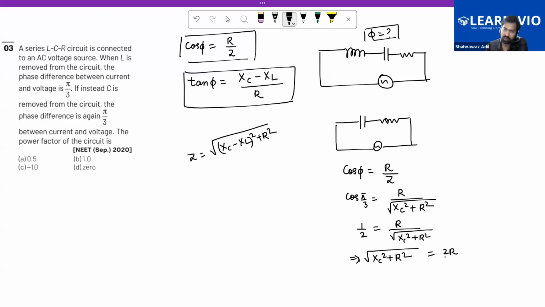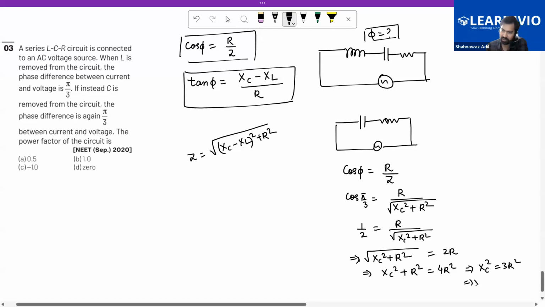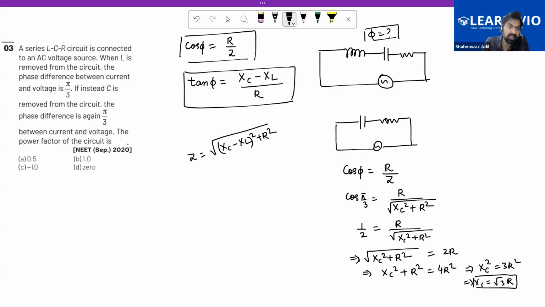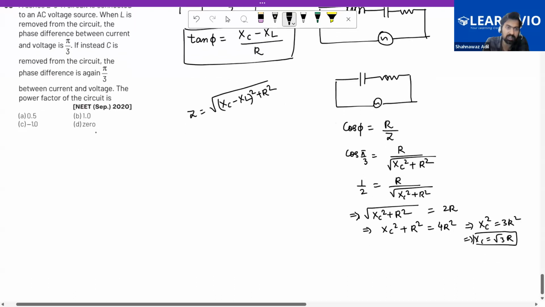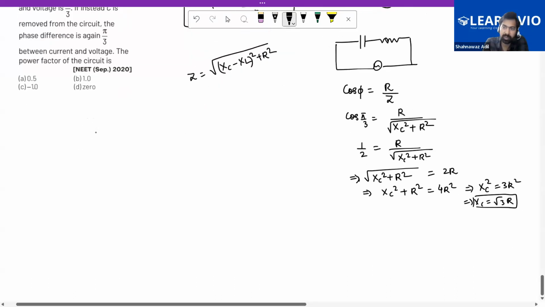If we square the whole thing, this becomes XC squared plus R squared, and this becomes 4R squared. So XC squared is 3R squared, so XC is root 3 R. And then the other case: if instead C is removed from the circuit, the phase difference is again pi by 3 between the current and the voltage.